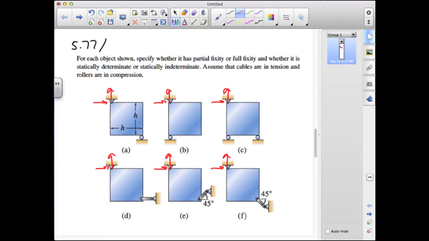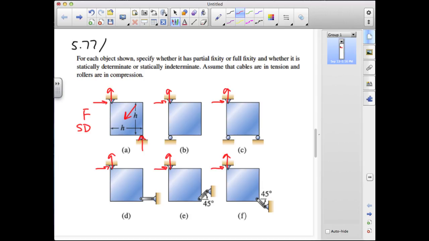Now at A, we have a roller support here at lower right, so we're going to have n equals 3, and this configuration will prevent a rigid body rotation. So this is going to have full fixity, and if we did have some kind of an external force applied, this would be statically determinate.